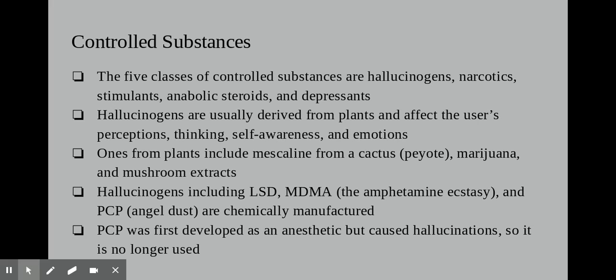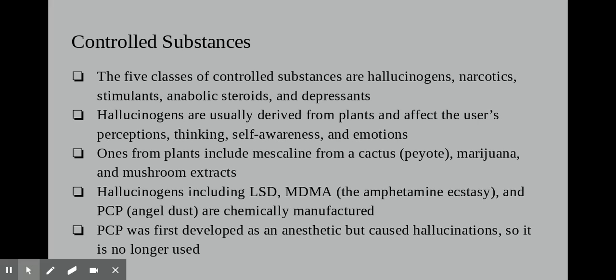Possible examples, we have mescaline, marijuana, and mushrooms. Now, these are all plant-based things, but they certainly affect all of your senses, your thinking, your awareness, and your emotions as well. Other hallucinogens such as LSD, MDMA, which is used in amphetamines, and PCP, angel dust, are chemically manufactured, so those have to go through a process before they're turned into their form.